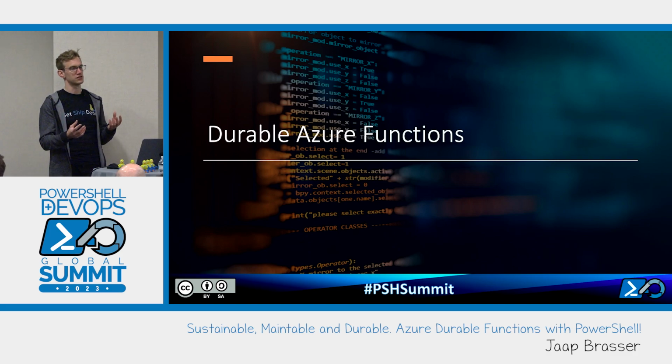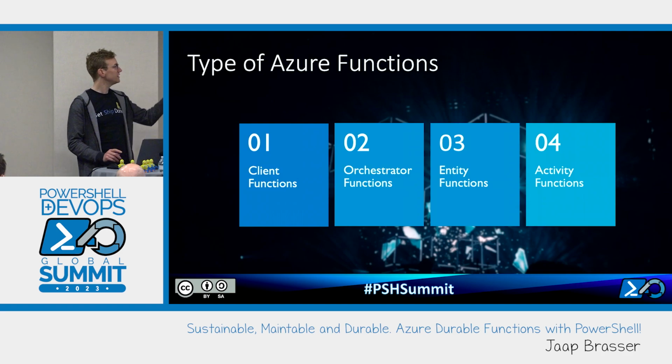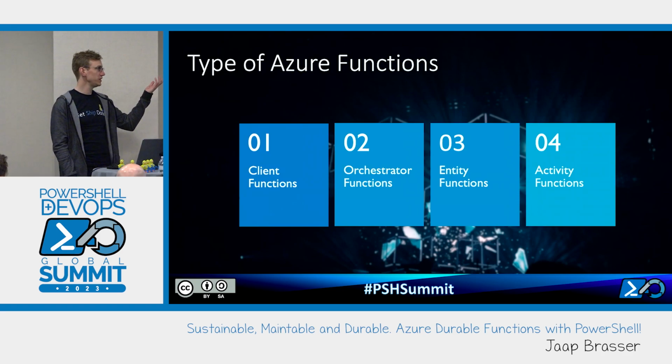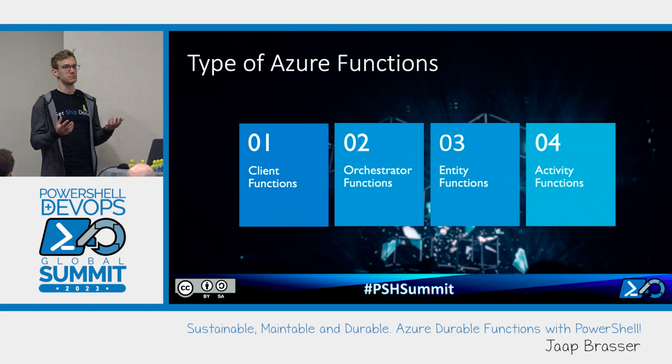And what durable functions provides for you is an orchestration layer. So you have a number of different durable functions, and these are: client functions. Client functions are what you would directly interact with. So this could be your HTTP trigger in order to start your orchestrator function. Your orchestrator function is basically your script that will detail how the functions are called.